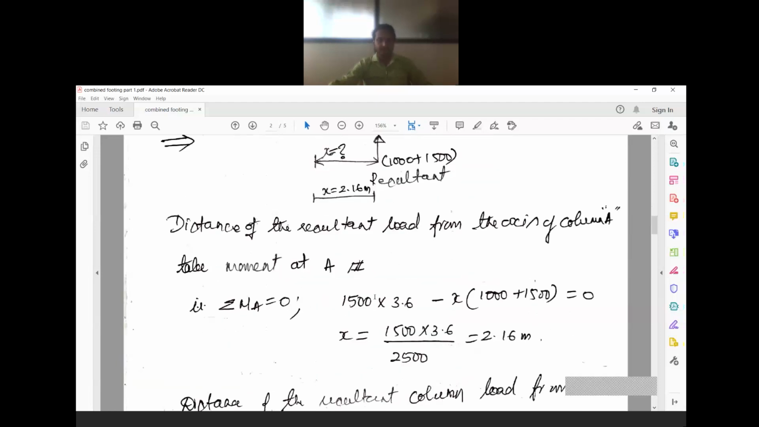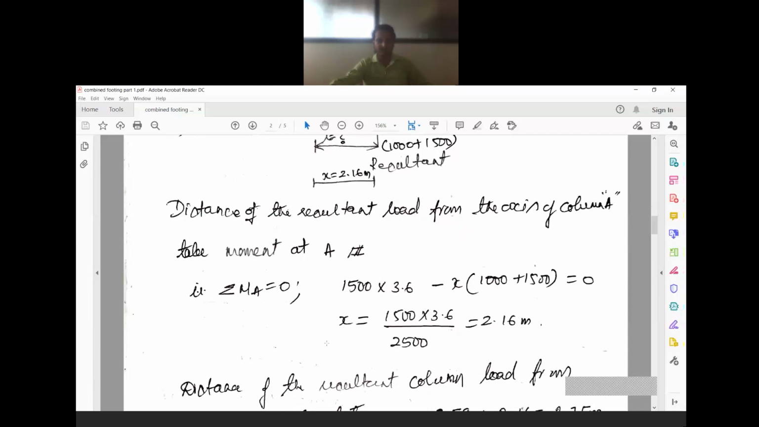See here, the distance of the resultant load from the axis of the column A. I hope you understand what axis means. Axis is the center line of the column. It will be at the center, in the middle in both X and Y directions. So from that axis, we have to calculate the distance of the resultant force. For that purpose we will use one simple equilibrium equation, sigma A is equal to 0.